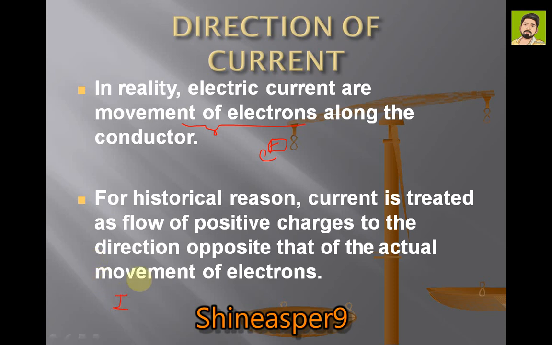Current is denoted as positively charged, in the direction opposite to the actual movement of electrons. So electrons move this way, while the positive charge, the current I, moves in this way. Okay, this is the basic theory.